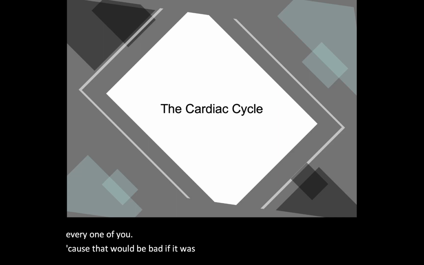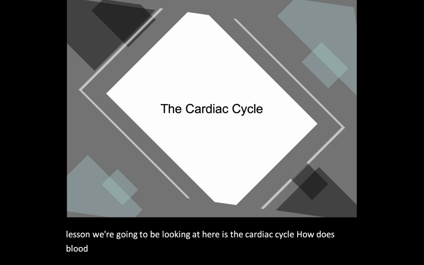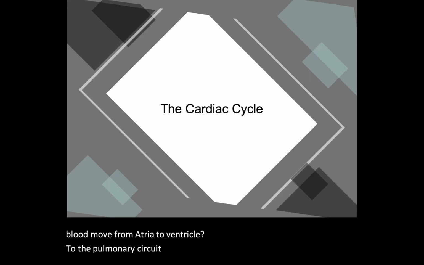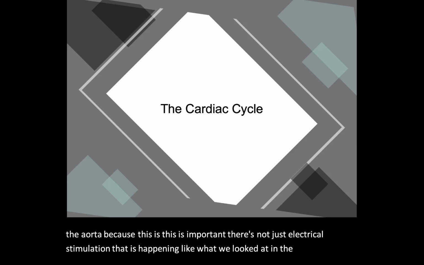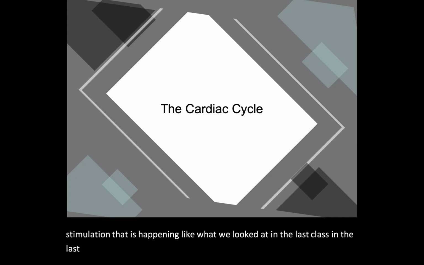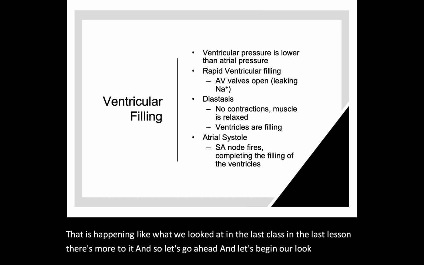And so with that said, in today's lesson we're going to be looking at the cardiac cycle. How does blood move from atria to ventricle, to the pulmonary circuit, back to the left atria, to the left ventricle, and out to the aorta? Because this is important. There's not just electrical stimulation that is happening like what we looked at in the last lesson. There's more to it. So let's go ahead and begin our look at the cardiac cycle.